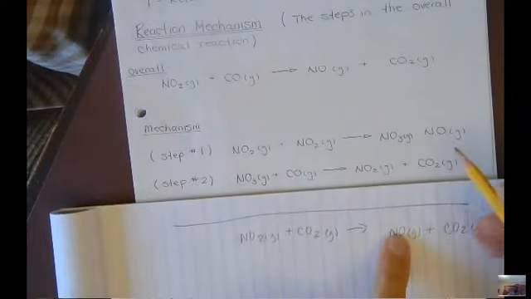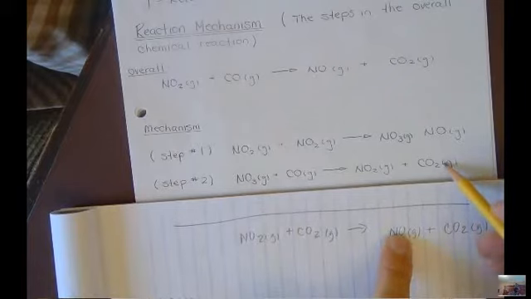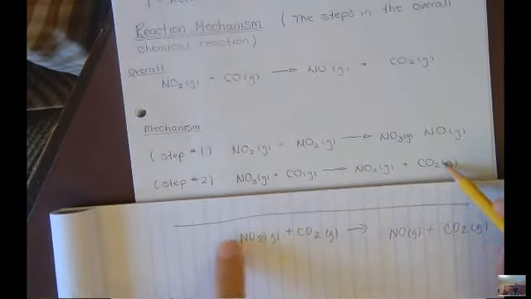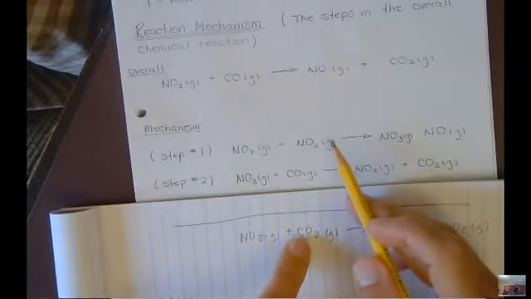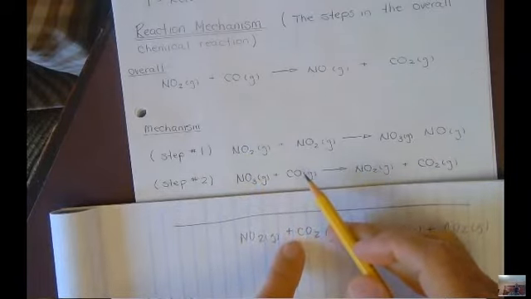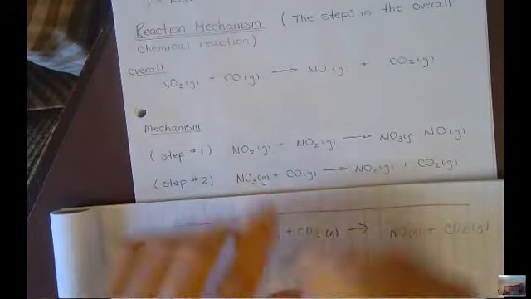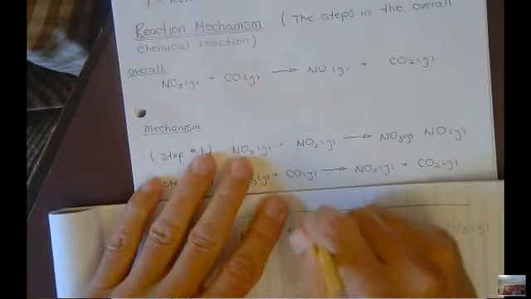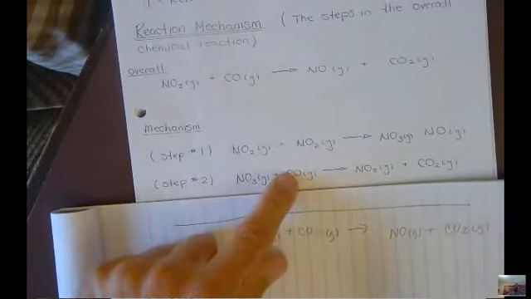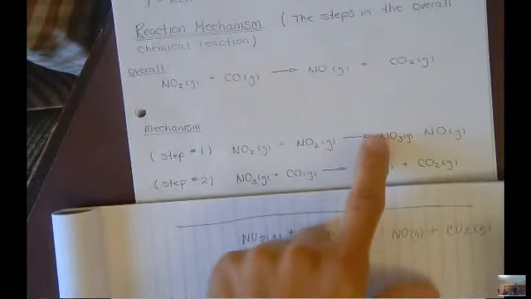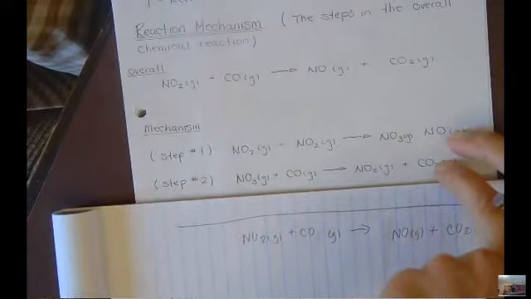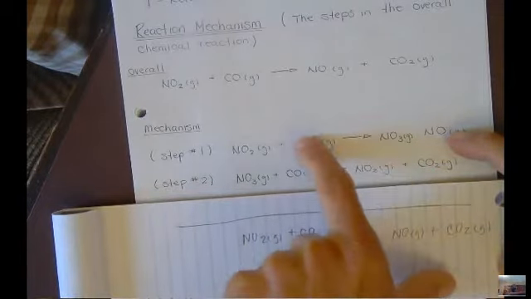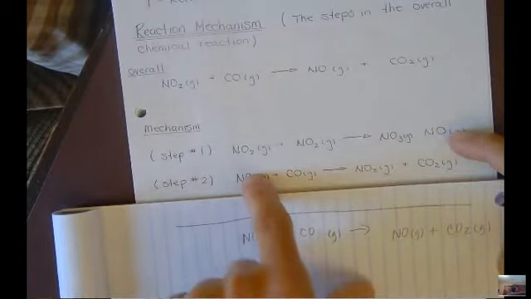So those two things don't cancel out. This one and this one don't cancel out. Look at it yourself. And this one and this one don't cancel out. This is CO. So these two and these two are the things that don't cancel out. This cancels with this cancels with this. Okay.